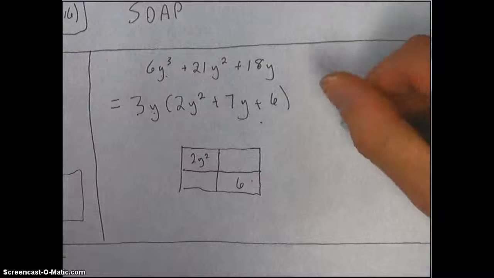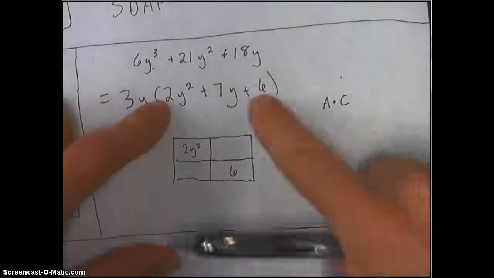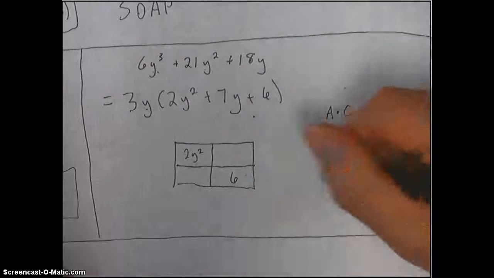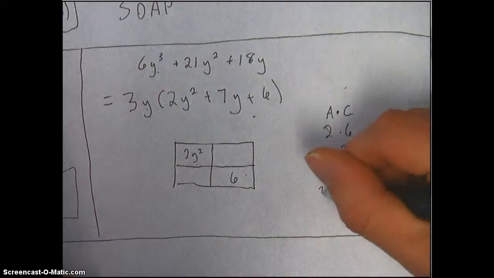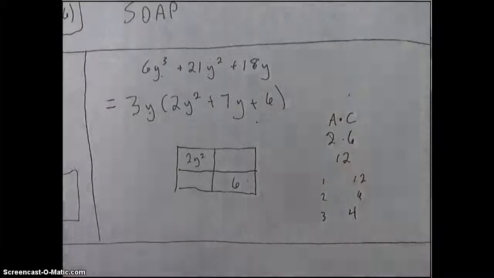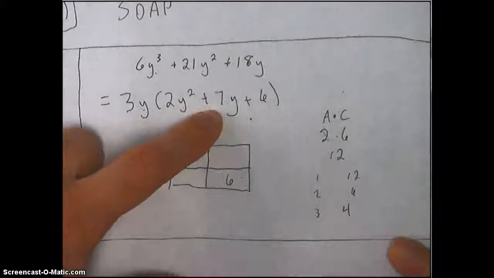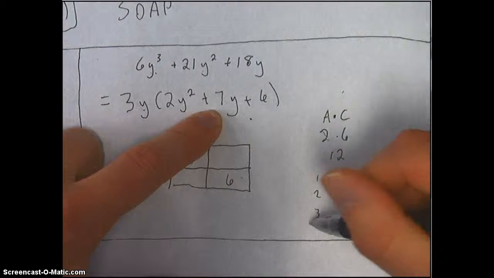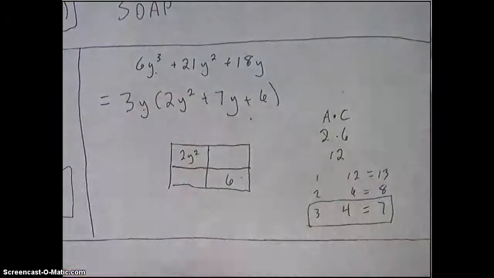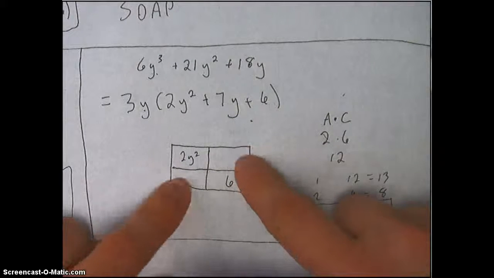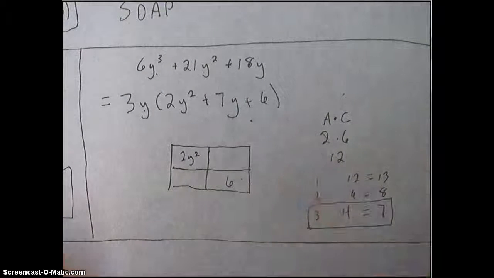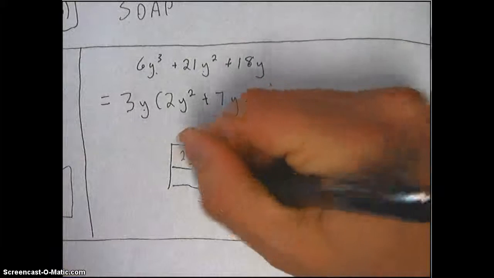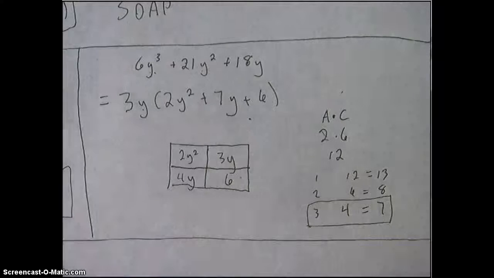Instead, I'm going to say, okay, a times c, 2 times 6, is 12. What are all the factors of 12? Well, there's 1 and 12, there's 2 and 6, there's 3 and 4. I'm looking for the one that adds to 7. So this is 13, this is 8, this is 7. This is going to tell me how to divide up that 7y into 2 boxes. Instead of writing 7y in one of the boxes, I'm going to write 3y and 4y.